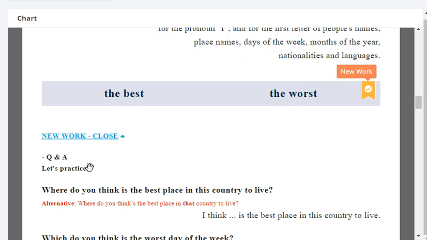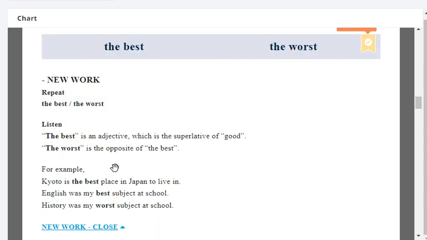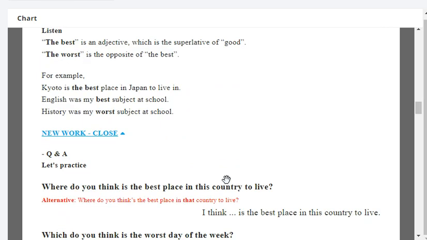Repeat: the best, the worst. Okay, listen. The best is an adjective, which is the superlative of good. The worst is the opposite of the best. For example, Kyoto is the best place in Japan to live in. English was my best subject at school. History was my worst subject at school.